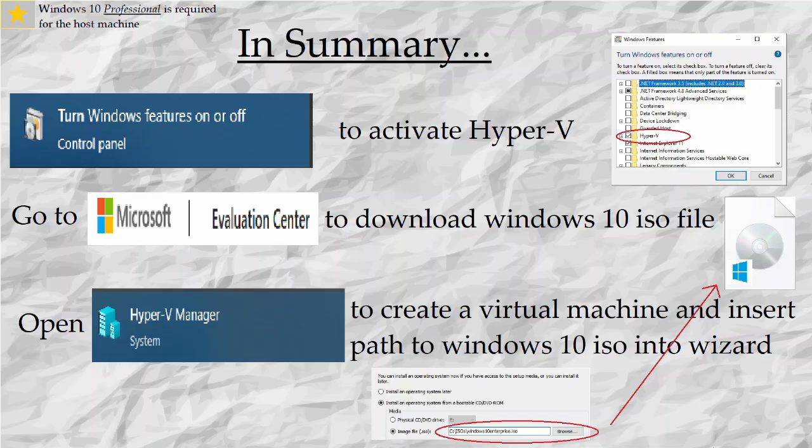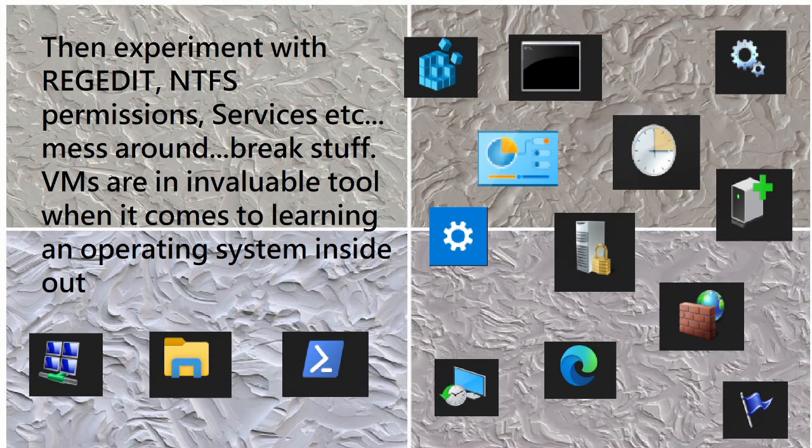So in summary, you turn Windows features on or off, and then check mark that Hyper-V checkmark box. Then the computer will reboot. And then you'll go to the Microsoft Evaluation Center to download the Windows 10 Enterprise Evaluation ISO. And then you're going to open that Hyper-V Manager MMC snap-in to create a virtual machine. And then you just insert the path to that Windows 10 ISO that you got from the Evaluation Center into the wizard there, into the install an operating system from a bootable CD DVD ROM. And then you can just do whatever you want.